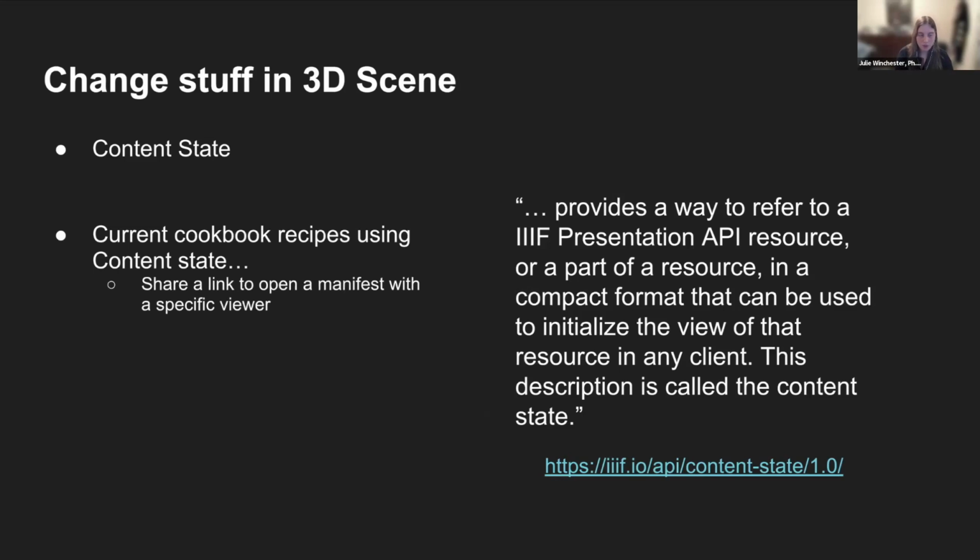They show you how to share a URL link to open a particular manifest with a specific viewer. So maybe I want to open this with Mirador and not with Clover, or maybe I want to open it with Clover and not with Mirador. Or how to open a specific region of a 2D canvas in a viewer. So if I want to open this 2D canvas and then zoom into a particular square of the canvas, content state can be used for those, which sort of goes along with this description of initializing the view, if you think about it like that.